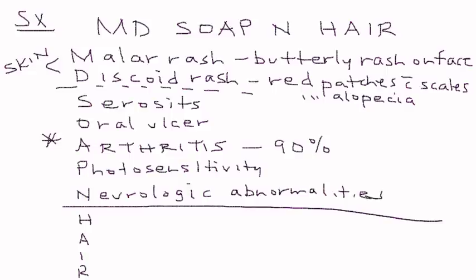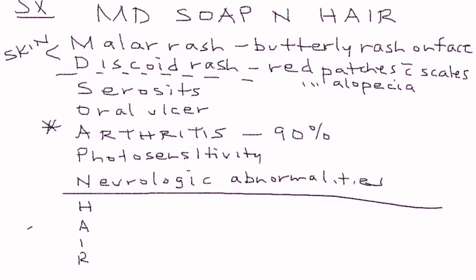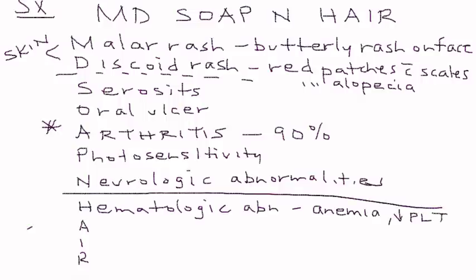Now the next few letters in the mnemonic are really referring to some lab values that you can associate with. So the H is referring to hematologic abnormalities. And what we mean by that are things like anemia, low platelet count, and of course this can be measured with a simple CBC. The A is important because the A is referring to ANA, anti-nuclear antibody. And that will be positive in lupus patients.